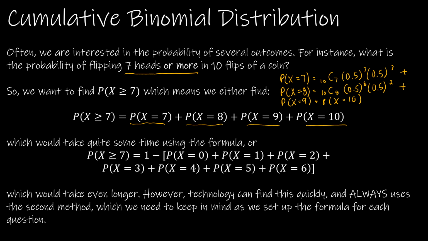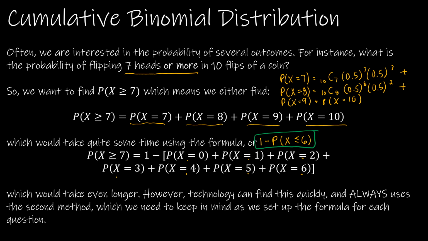Or I could take the probability that x is greater than or equal to 7, which is equal to 1 minus the probability that x is less than or equal to 6. So 0, 1, 2, 3, 4, 5, 6. Now you might be saying, well, that would be really dumb because that's more work. And you're right, except this is the method that Excel is going to use. So we need to understand what this means.